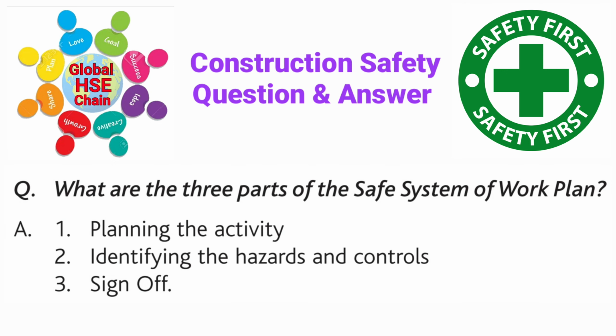Question is, what are the three parts of the safe system of work plan? The answer is number one, planning the activity. Number two, identifying the hazards and controls. Number three, sign off.